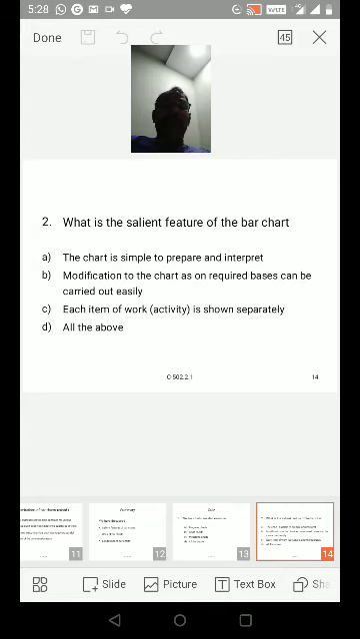What is the salient features of the bar chart? A. The chart is simple to prepare and interpret. B. Modification to the chart as on required basis can be carried out easily. C. Each item of work, that is activity, is shown separately. And D. All the above.